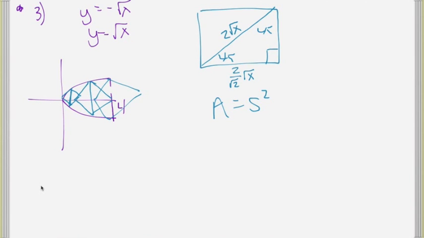So 45, 45, 90 is 1, 1, square root of 2. So if I want to work my way back, I have to divide by that square root of 2. We can clean up that fraction if we want, but I'm just not going to worry about it right now because in my area formula then I'm going to have to square that. So I'll just worry about it after I square it.